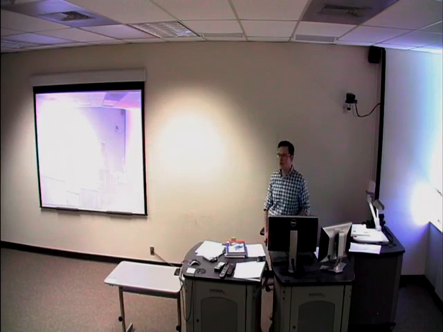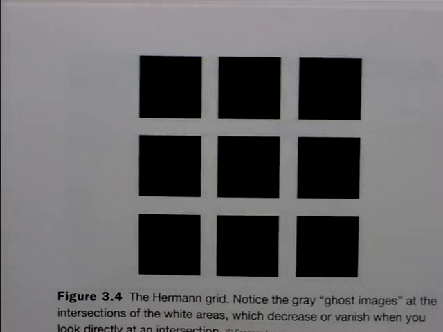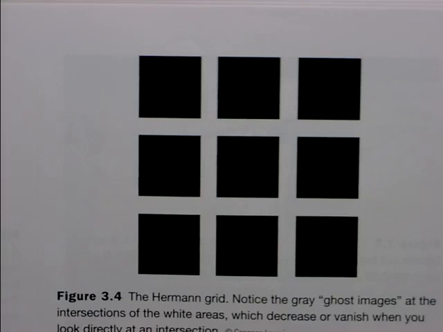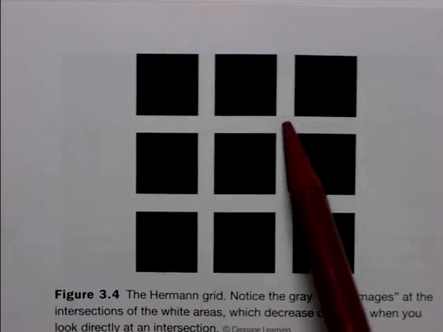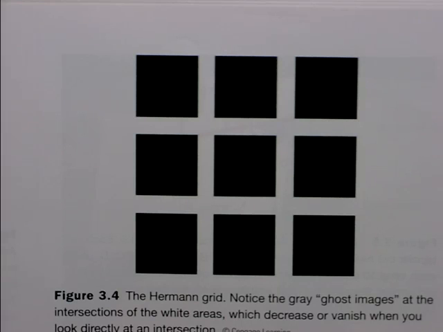What I'm about to show you is called the Hermann grid. Just look at it. Look at the center square. Now, out of your periphery, do you see gray spots here, here, here, and here? They're not really there. Look at it directly. Those gray spots disappear. All right. What's causing that is the same thing that causes the Mach-Band illusion.